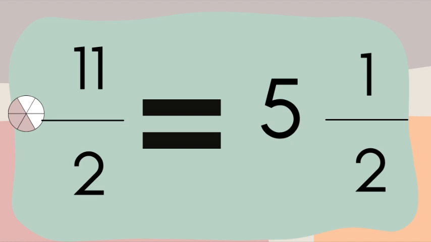And as such, we will have a remainder of 1. And remember, 2 will still remain at the bottom. So the remainder is placed at the top of the original denominator to get a proper fraction. So the mixed fraction will now be 5 and 1/2.